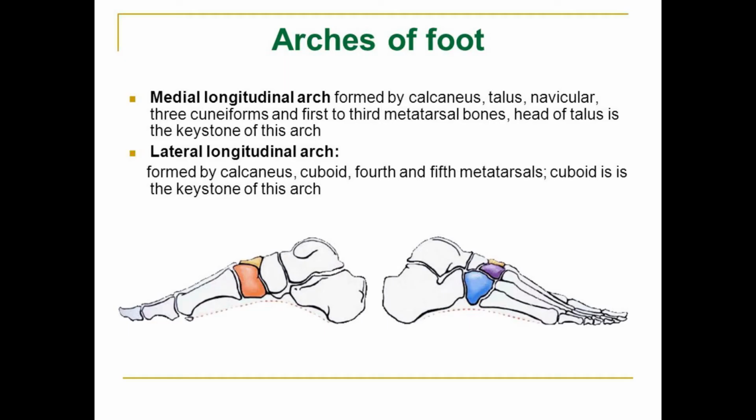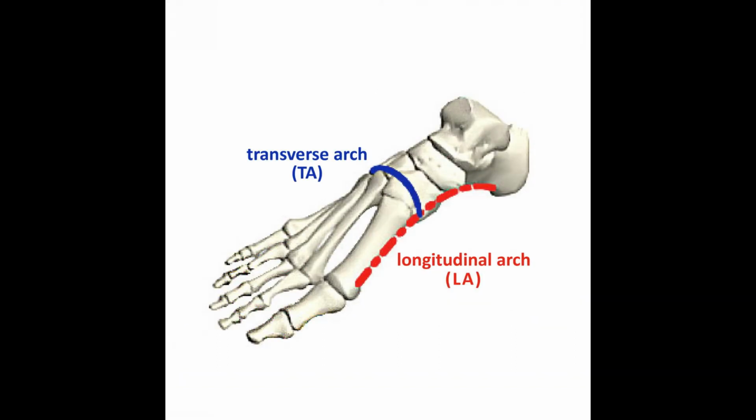The medial longitudinal arch consists of the calcaneum, the talus, the navicular bone, the three cuneiform bones, and the first three metatarsal bones. The lateral longitudinal arch consists of the calcaneum, the cuboid, and the fourth and fifth metatarsal bones. And lastly, the transverse arch consists of the bases of the metatarsal bones and the cuboid, and the three cuneiform bones.